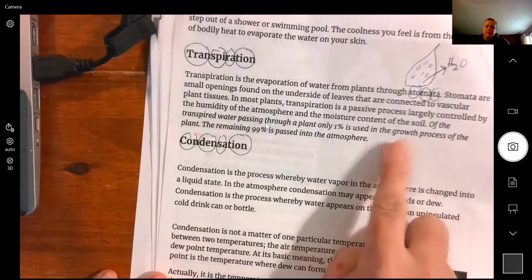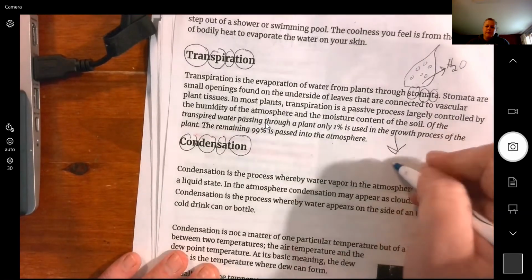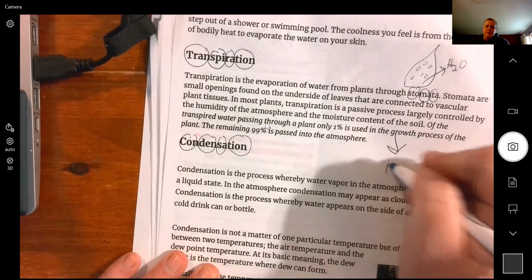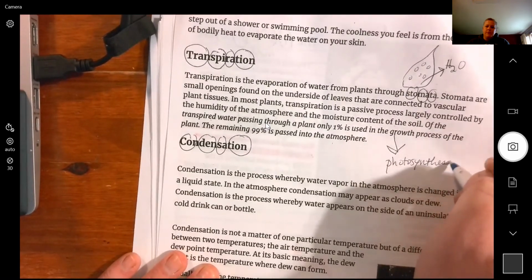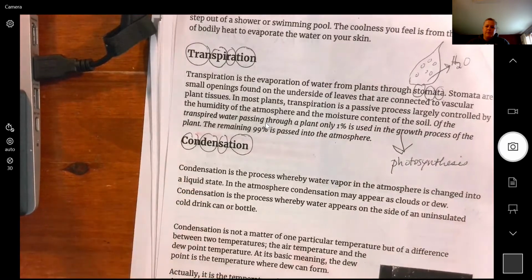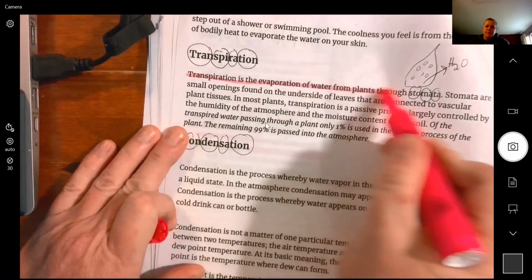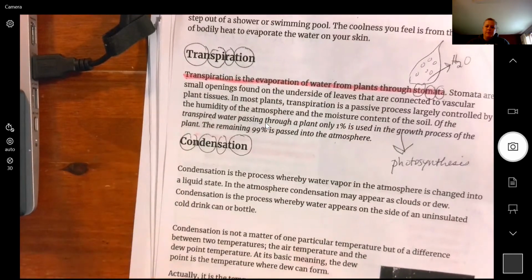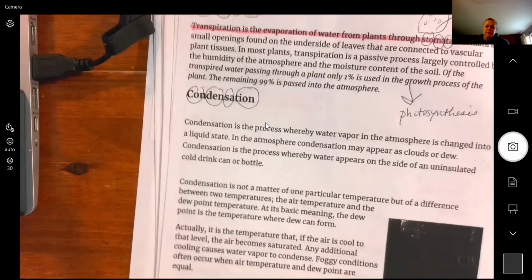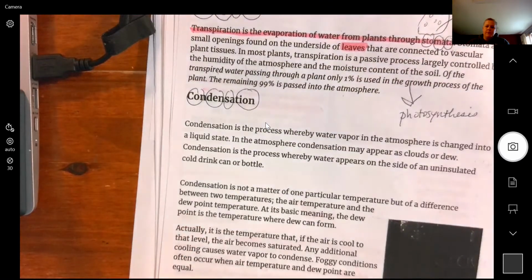Do you remember what the growth process was of plants? What do we call it? Starts with a PH. Photosynthesis. All right, so we have a good definition of transpiration. Basically evaporation, but from the leaves of plants. I'm going to highlight leaves because that's where it happens.